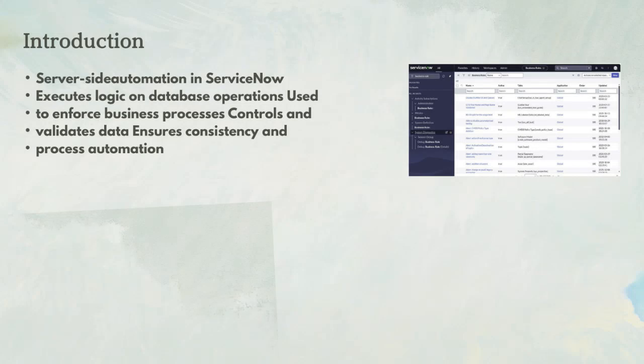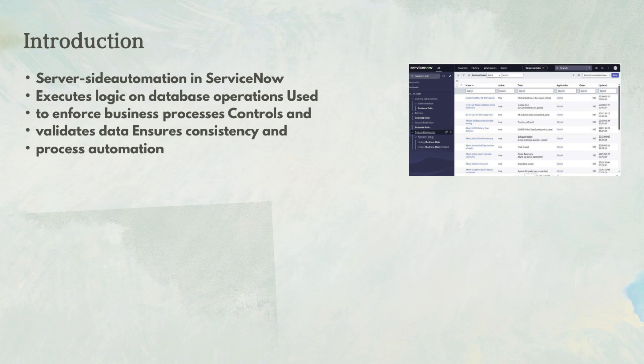Now, let's talk about how server-side automation in ServiceNow works, especially when it comes to executing logic on database operations. Essentially, this means that before any data is saved or modified, the system can run specific scripts to enforce business processes. This helps ensure that the data entered aligns with company policies and standards. It also allows us to control and validate data in real time, making sure everything is accurate and complete.